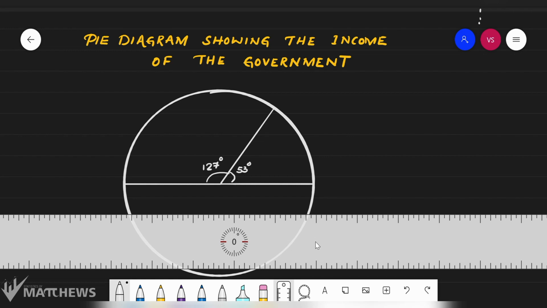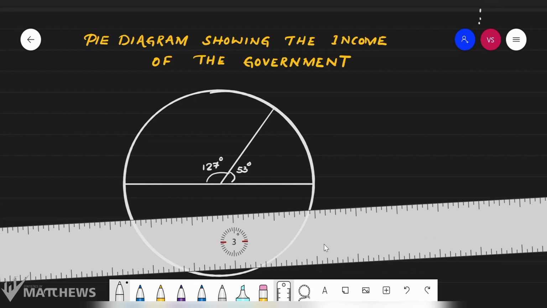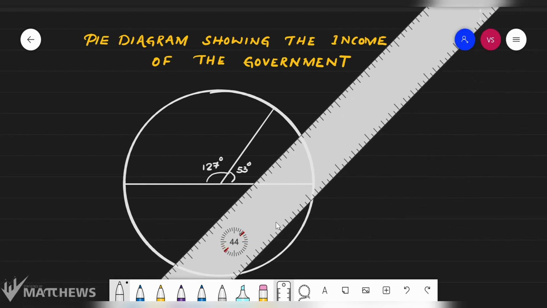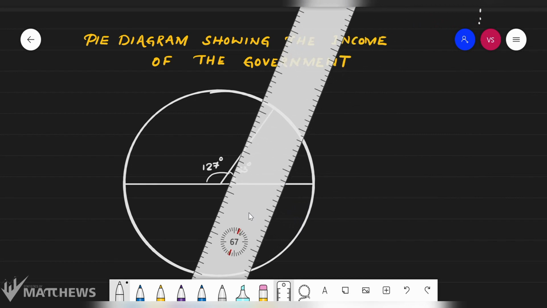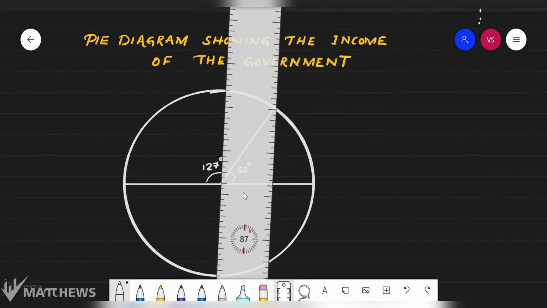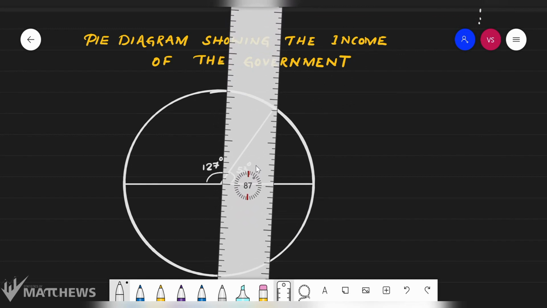Is it right? So from here it is 180, and from here it is 107. Is it right? 107 means we need to mark it at around 287 or 87 degrees. If you just mark it, then I think it will be okay. 87 degrees from here, from the center. This is 87 degrees.